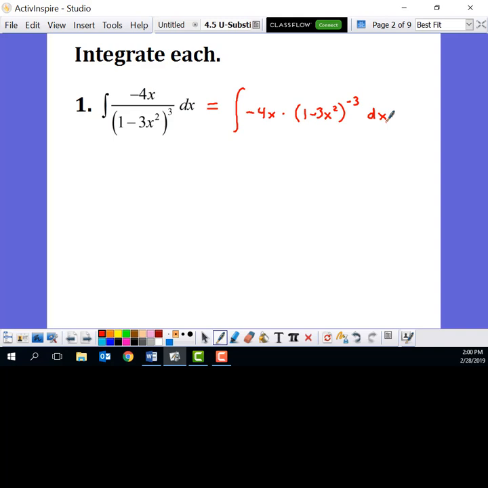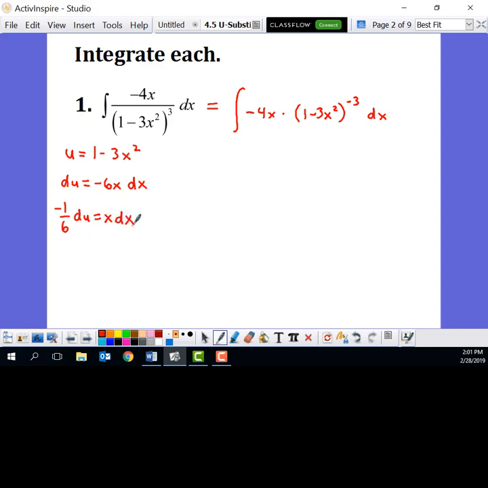So then we're right back to where we were with u-substitution. We're going to let u, in this case, be 1 minus 3x squared. We take the derivative of u, and we get negative 6x dx. I divide both sides by my negative 6, and I get negative 1/6 du equals x dx.